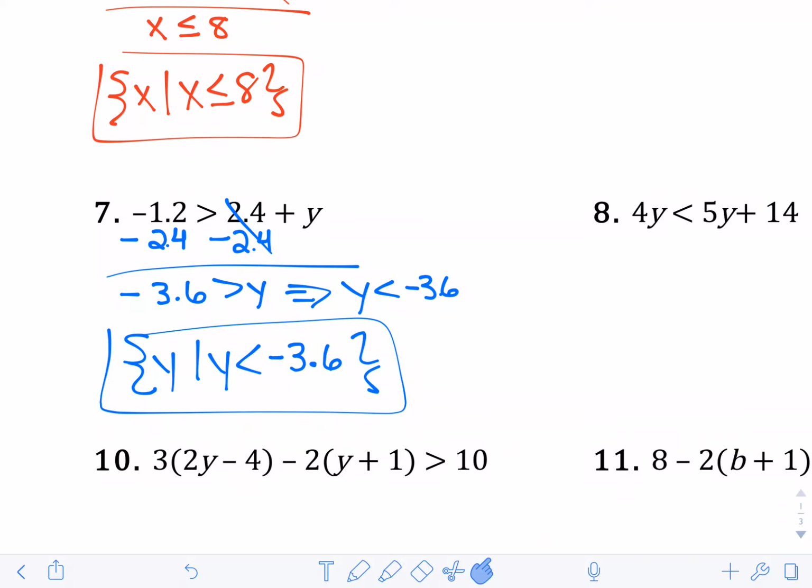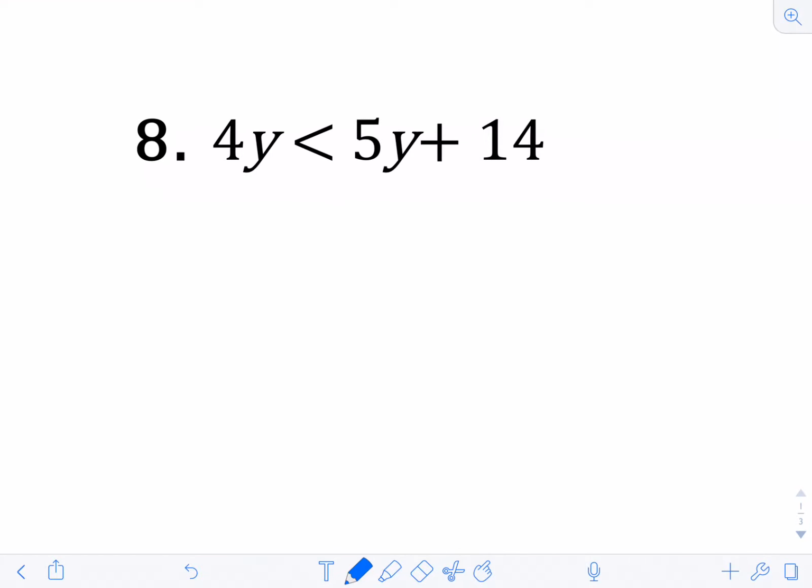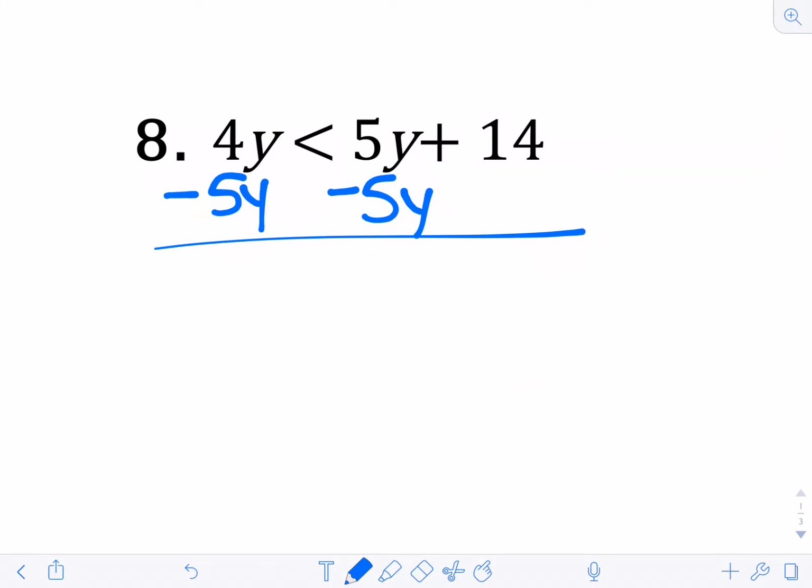Alright, next one we can do is number 8. This time you typically would want to move the 4y, but because it's all by itself over there, we're going to move the 5y. So we're going to subtract 5y from both sides, so minus 5y, and that's going to cross off, so that gives me negative y is less than 14. Really, that's a negative 1y, and to get rid of that, we're going to divide both sides by negative 1.